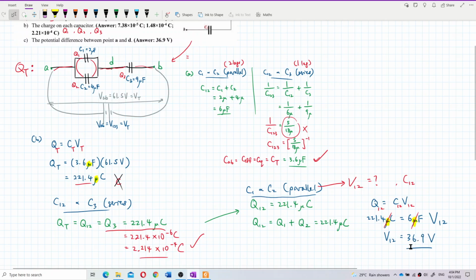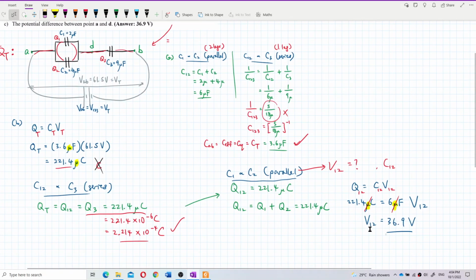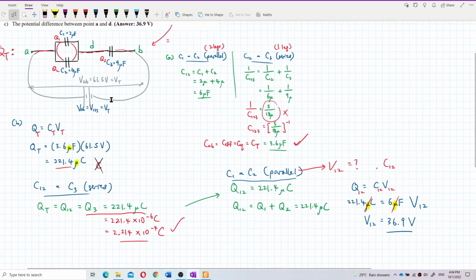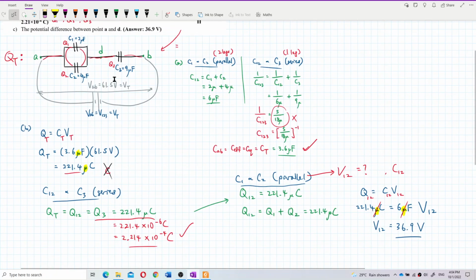What is the use of V12? Good. What is the use of V12? If you look at our parallel circuit, the voltage of each capacitor is the same, because they share the same connection. V1 equal to V2 equal to V3. V total equal to V1 equal to V2 equal to V3. So they share the same voltage. So I can say from here, I got the V12.